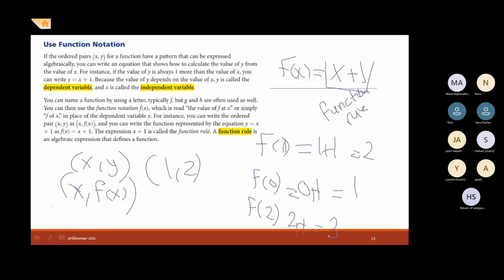So now, f of 1, you will go up here. Where is x? 1. So 1 plus 1 equals 2. f of 0, 0 plus 1 equals 1. f of 2, we substitute x with 2. So 2 plus 1 equals 3. Yes, that's it. So what is the value of f of 1? 2.